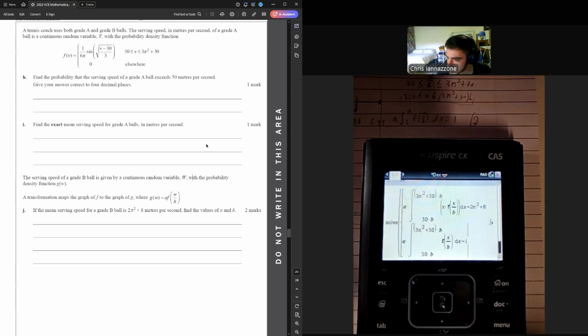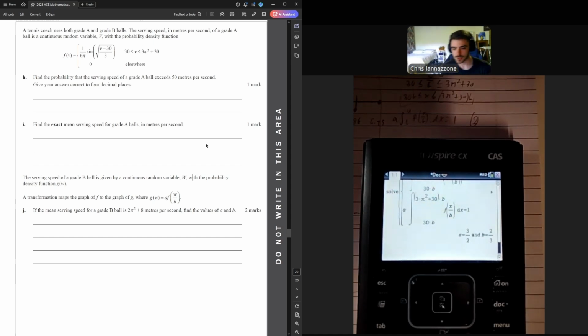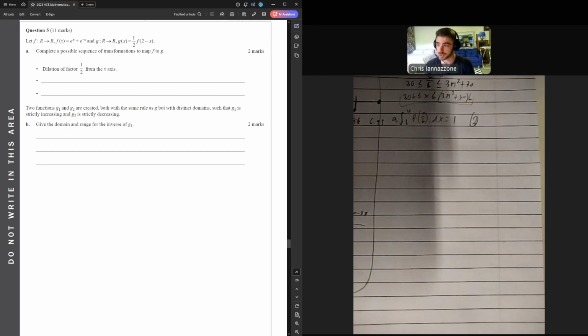Now we need to find the values of a and b, which means they'll be exact values. So all we've got to do is hit enter, and that's going to give us our two values. A equals 3 over 2, and b equals 2 over 3. 5a is going to be pretty quick.